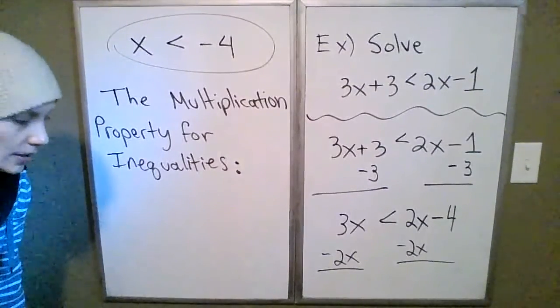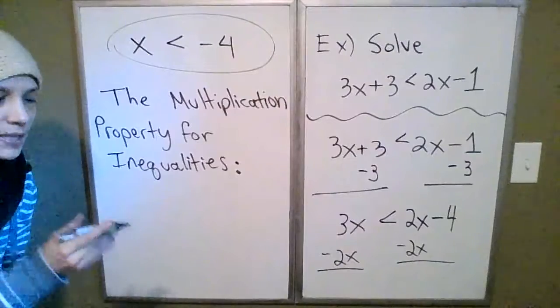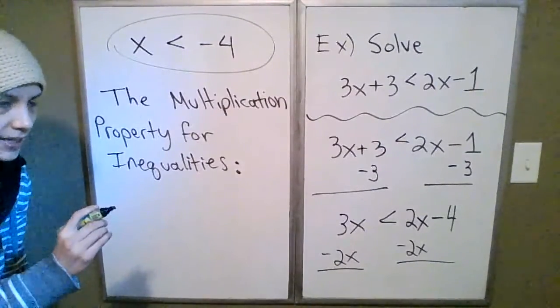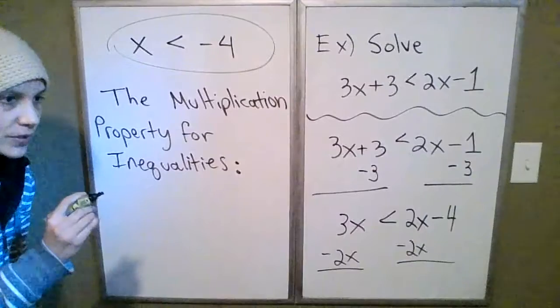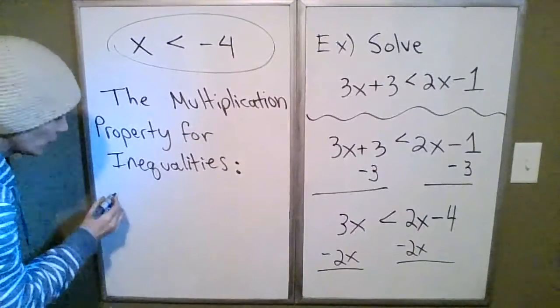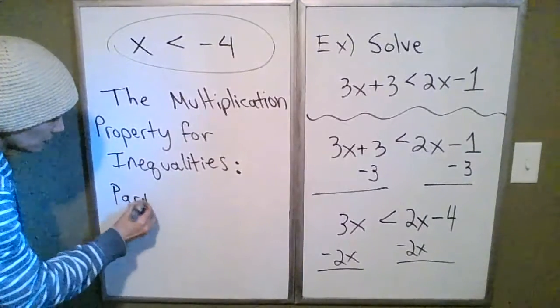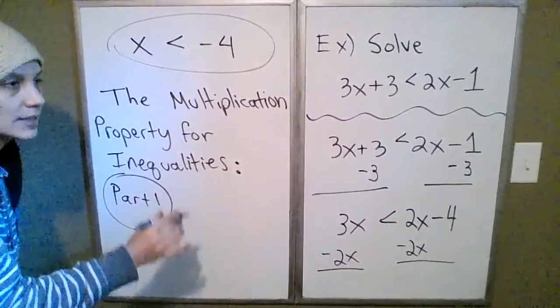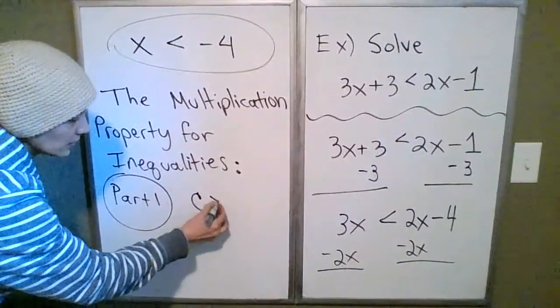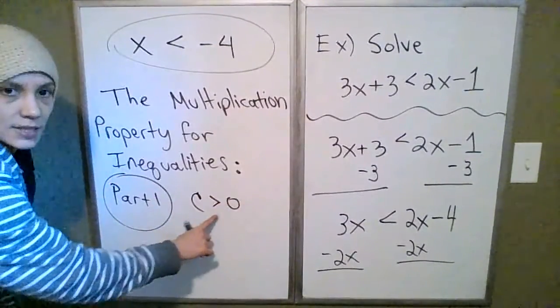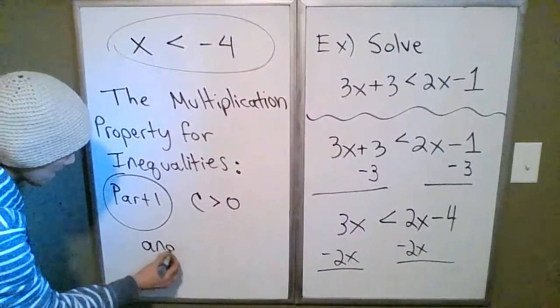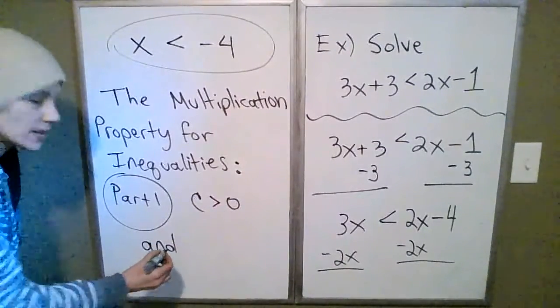There's two parts. The first part is for positive numbers, and it is kind of clear and straightforward. The second part is a trick that you have to remember for negative numbers. Part one, we have a positive number we're going to call C. C is a number that is greater than 0. C is positive. And A is less than B.